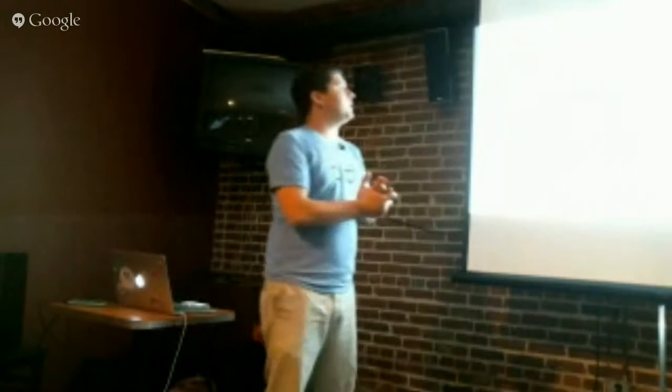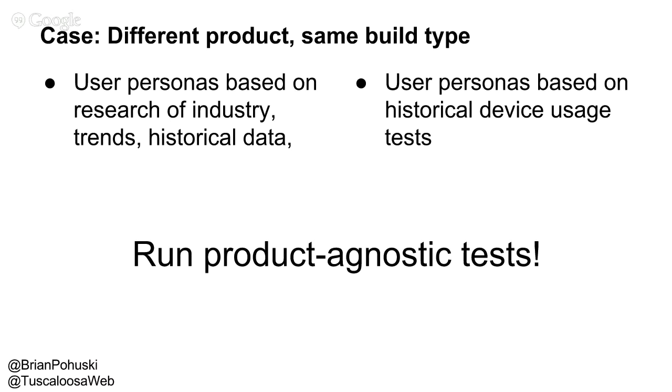So for instance, researching industry trends and historical data all takes time, a lot of in-depth interviews with people and stuff. And then there's historical device usage, which I already mentioned and which you already have. It takes a very small algorithm, or even just looking at Google Analytics if it's a web project, to figure it out. So the key here is to run those project agnostic tests.